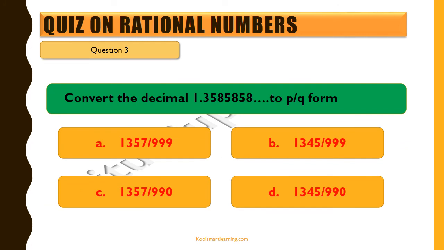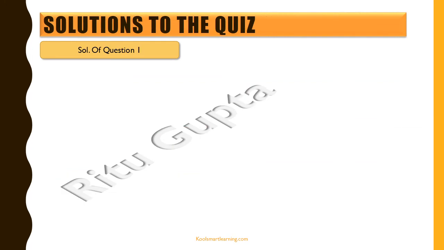So the choices are here, and we need to try and do it using the method that we talked about. Let's look at the solution for all these questions that we have given in the quiz. So we try to find out the square root of this number.